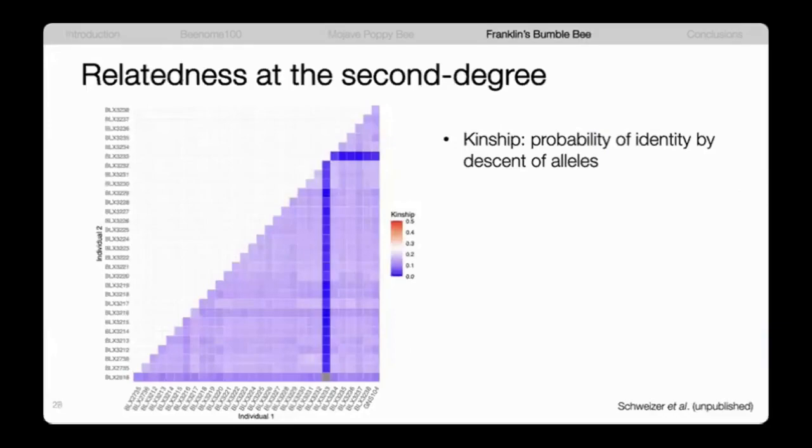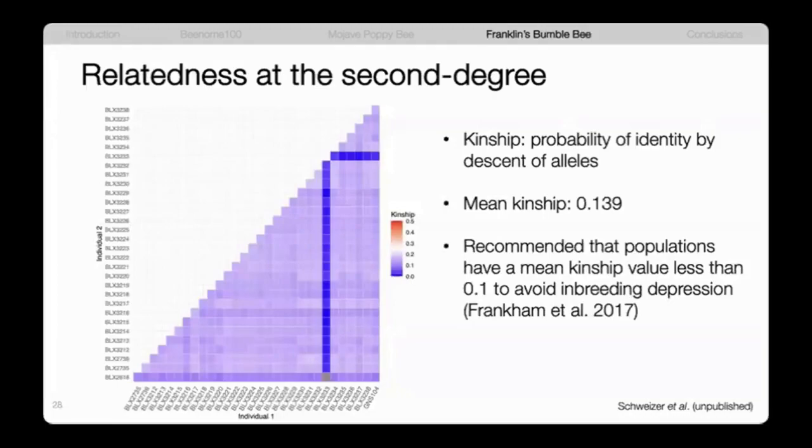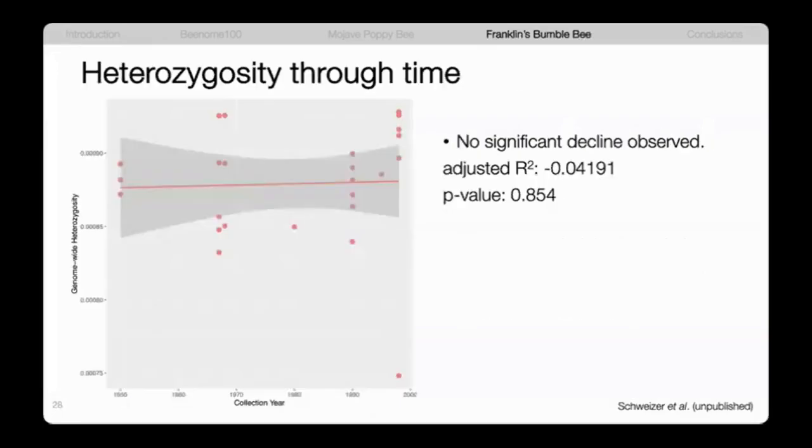We also measured pairwise kinship, which is the probability that two randomly sampled alleles from two individuals are identical by descent. So the heat map on the left shows that most of the individuals are related at the second degree, even when looking at within collection years. Our mean kinship is 0.139, which is actually greater than the value recommended by experts for avoiding inbreeding depression.